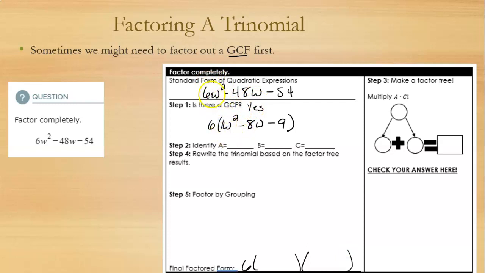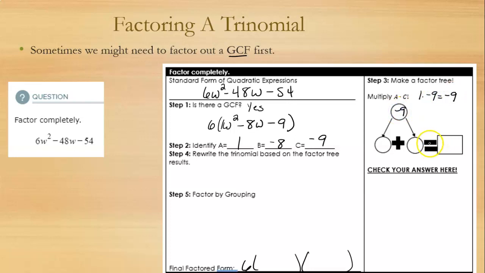My new A, B, and C are not 6, negative 48, and negative 54. I will not ask you to do a problem with numbers that size. Your A, B, and C are 1, negative 8, and negative 9. So now we have a trinomial that we need to factor. We need to turn that into a quaternomial, which means we need to use our ABC tree. So we're going to multiply A times C. 1 times negative 9 is negative 9.